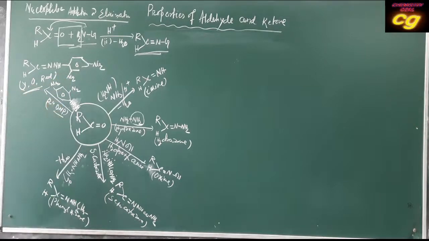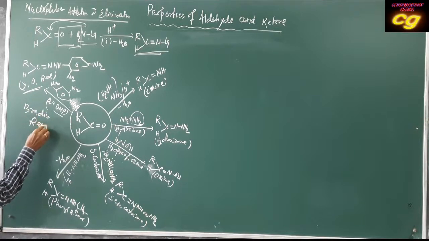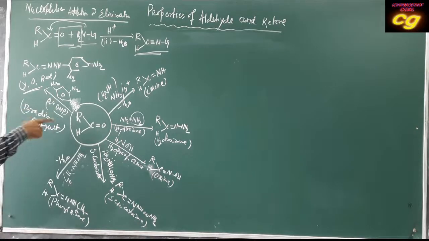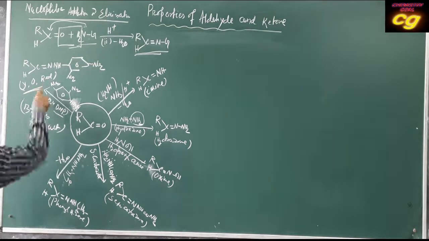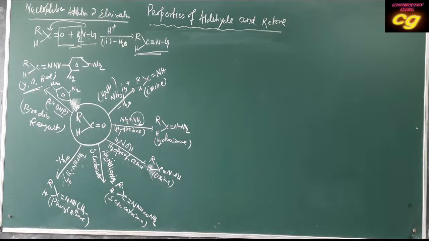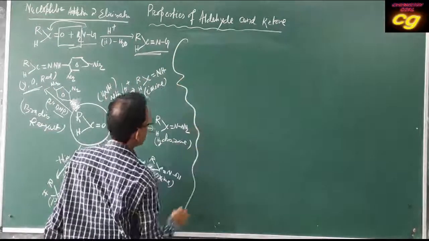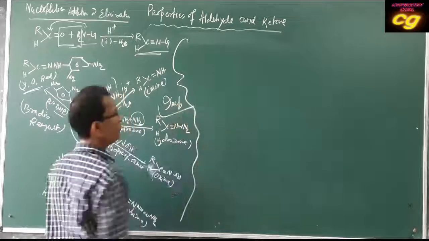With this derivative, you can identify that an aldehyde or ketone is present in the compound. So the 2,4-DNP test for aldehyde and ketone, this is called Brady's reagent. Formation of a yellow, orange, or red colored derivative. So these are very important nucleophilic addition and elimination reactions of aldehyde and ketone. All are important for your competitive examination.